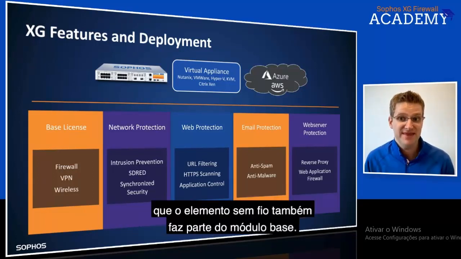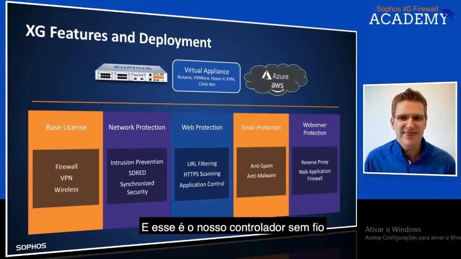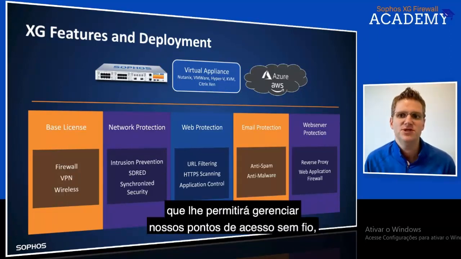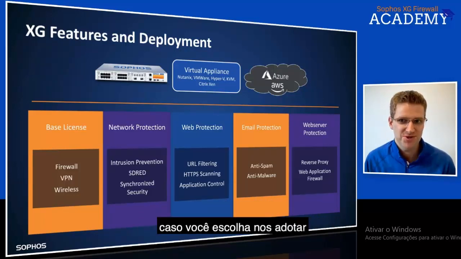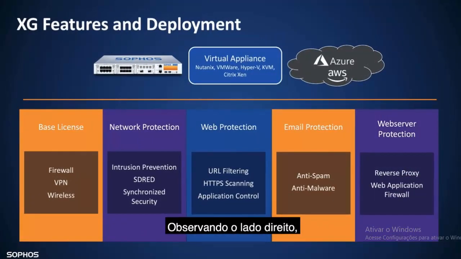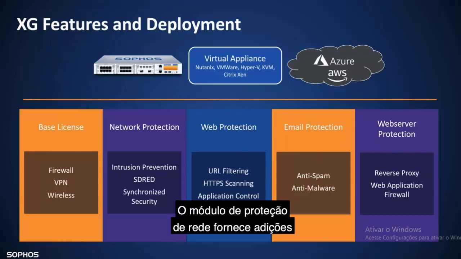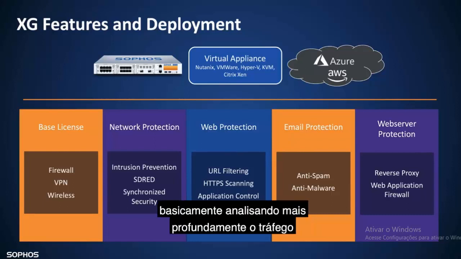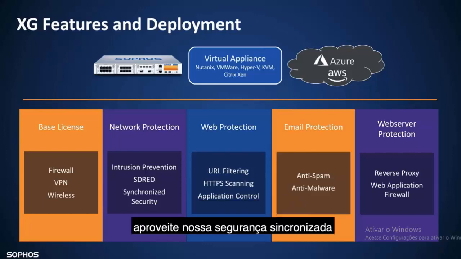You'll also see at the bottom there that the wireless element is in the base module as well. And that is our wireless controller that will allow you to manage our wireless access points should you choose to adopt us as a wireless provider as well. Now, moving over to the right-hand side, you'll see there's a number of additional modules there. The network protection module provides additions to the perimeter defense, providing things such as intrusion prevention or IPS, basically taking a deeper look at the traffic coming in and out of your network, and also allowing you to leverage our synchronized security that I mentioned earlier.